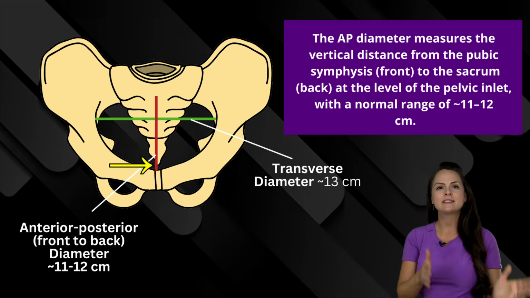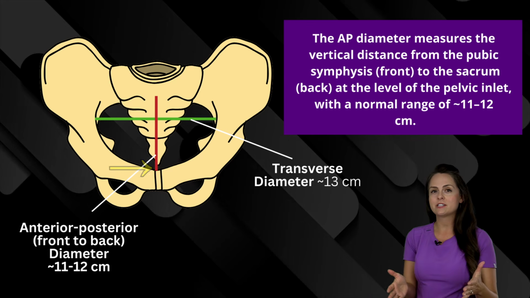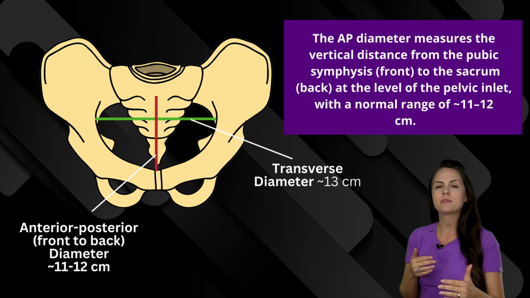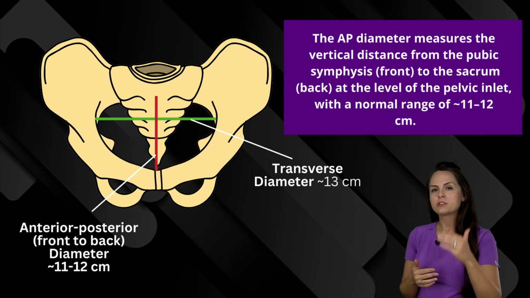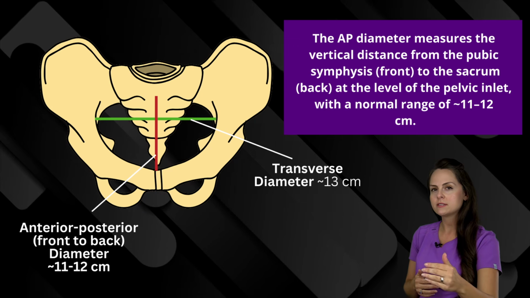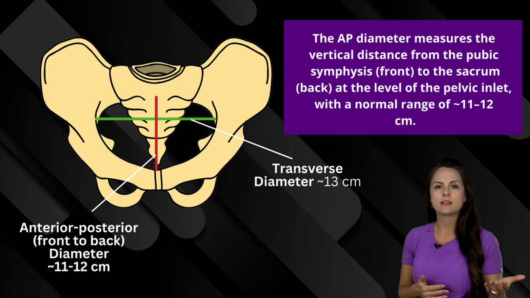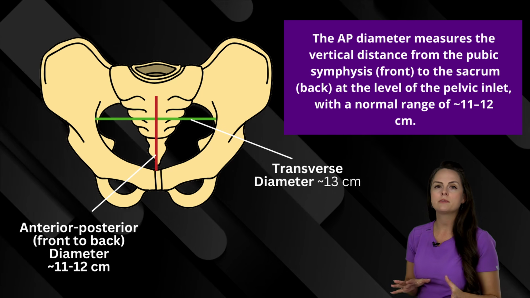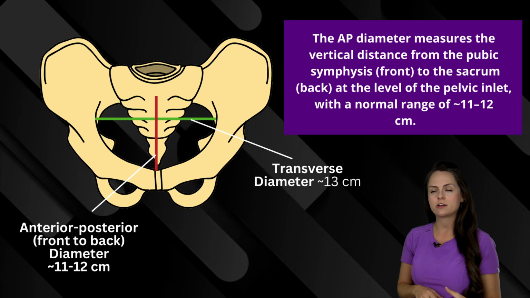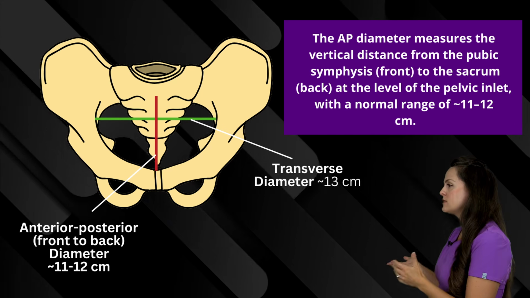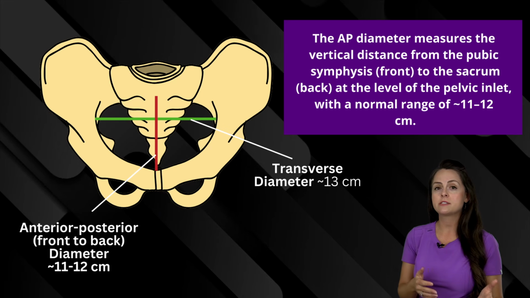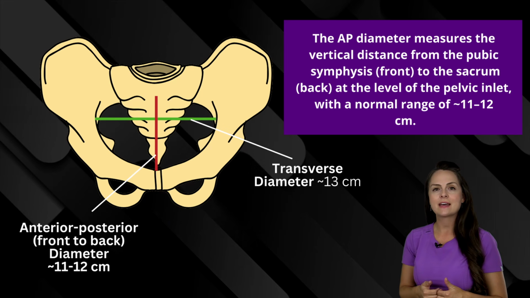So we're talking about the anterior posterior diameter, which is going to refer to the measurement from the front to back. So when we're talking about the front, we're measuring from the pubic symphysis, hence to the back, the sacrum, at the level of that pelvic inlet. And this is typically anywhere between 11 to 12 centimeters. And this diameter is just going to tell us how much anterior posterior space that baby has as they pass through that birth canal.